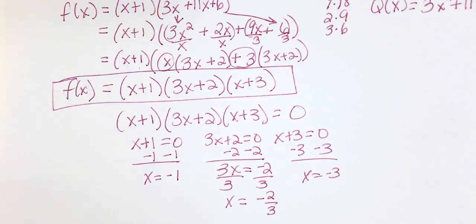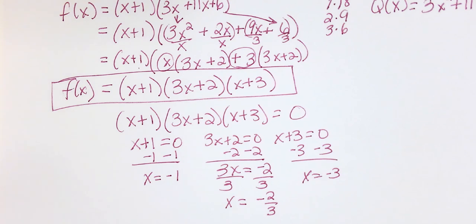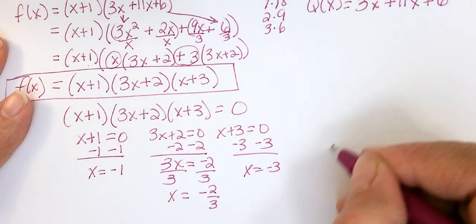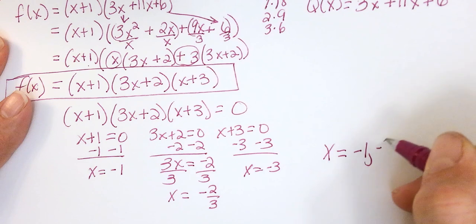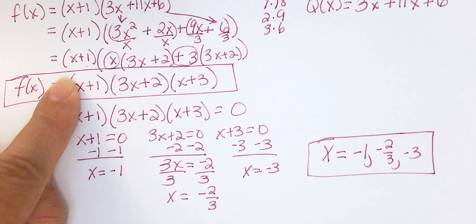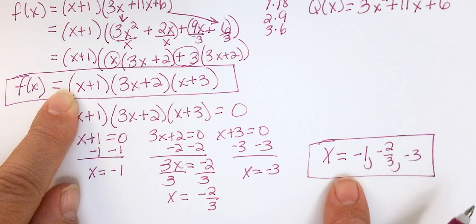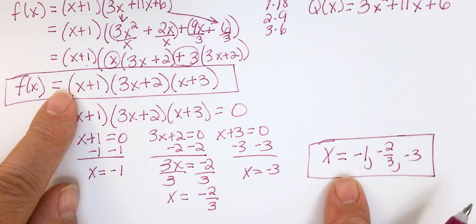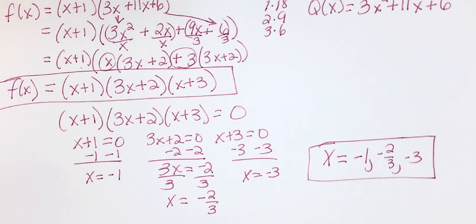So we started out with a function that had x cubed in it. We got 3 answers, and that is okay. That's actually pretty typical. If you have the highest exponent of 3, then you can have up to 3 answers. So you could have none, 1, 2, or 3. So 3 is perfectly acceptable. Let's list these. Negative 1, negative 2/3, and negative 3. So our factored form is this, and our solutions to f of x equals 0 are these 3. And that is how you factor a polynomial and solve for the solutions.